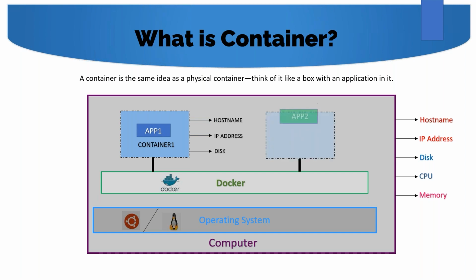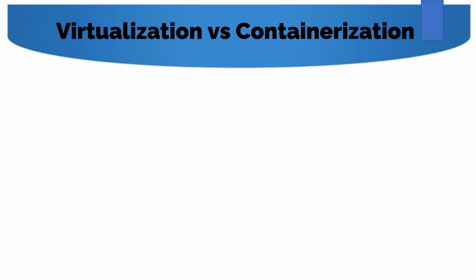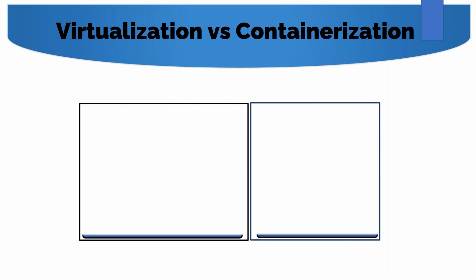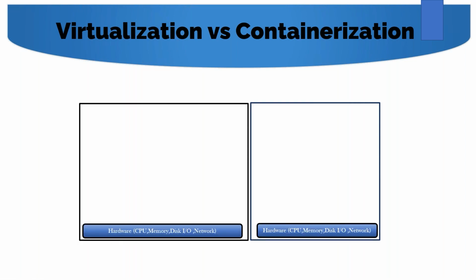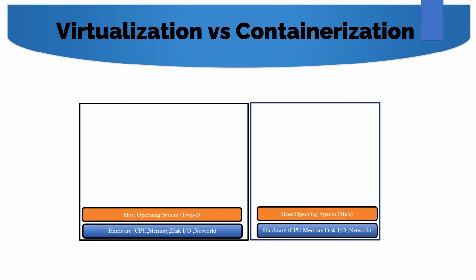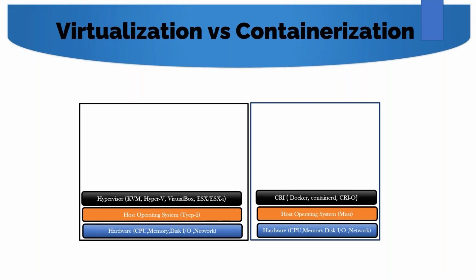App1, app2, and then app3. Okay, so this is how the container will look like, and inside your container you have your application. So what is the difference between virtualization and containerization? In virtualization, we have the same layers: the hardware, we need the hardware layer at any cost. On top of that, the host operating system. On top of that, the hypervisor in virtualization, and CRI in containerization. If you install a hypervisor, that will become virtualization, and you need to go with VMs. If you install Docker, you need to go with containers.